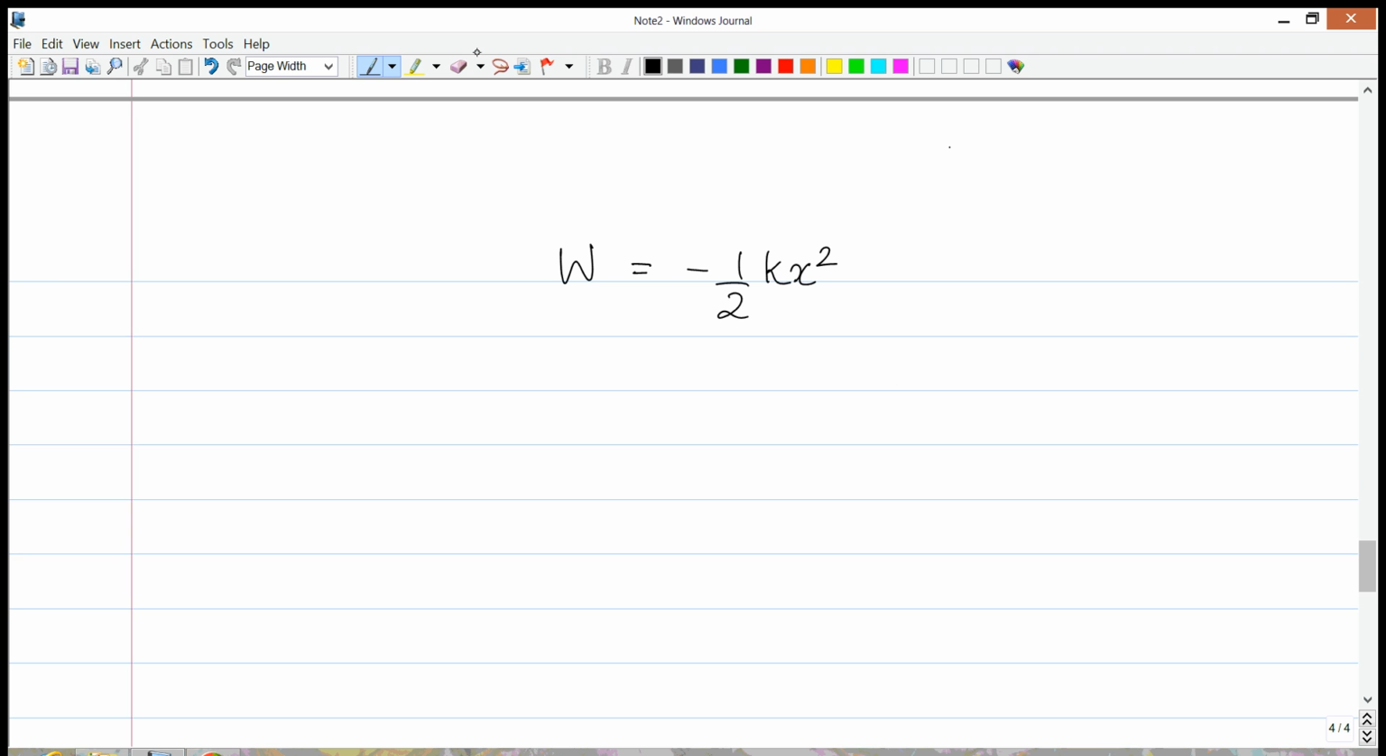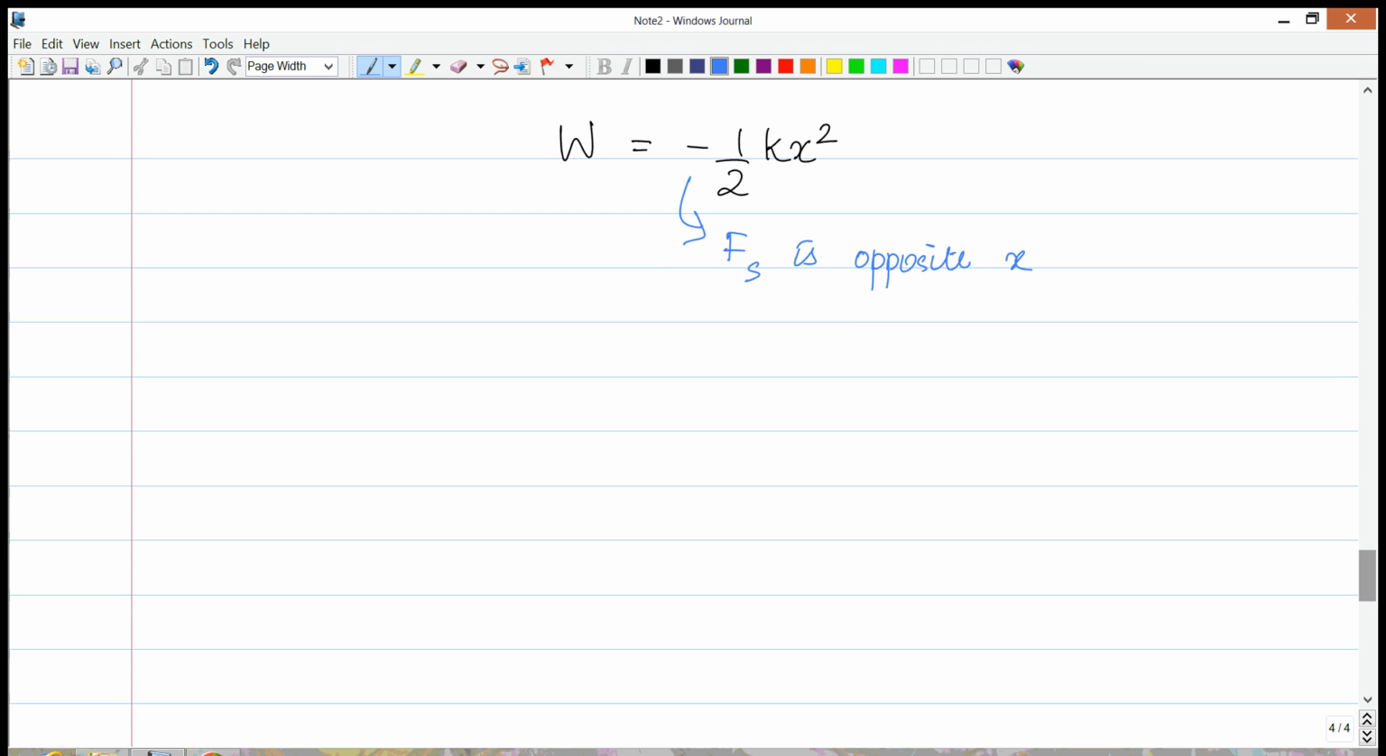So the negative sign here implies that the Fs is opposite x. And this is what we know. When we studied friction, it was the same thing. The work done by friction when an object is sliding through a surface was negative because of the angle being around 180 degrees. So here we get the same thing.